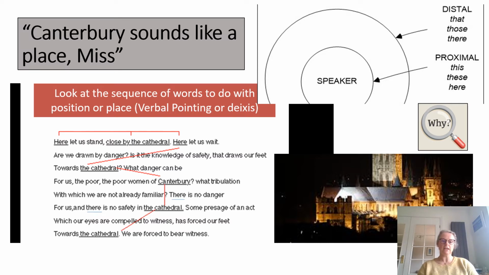We have here "let us stand" is close to them. And then further away are references to the cathedral being further away. "There is no safety in the cathedral." So get them to look. One of the ways that they can look at this is sequence it according to place. And then start to think about why. Why has the writer done it like this? Okay, and start to look at the patterns. And I'm going to come to that in a moment.